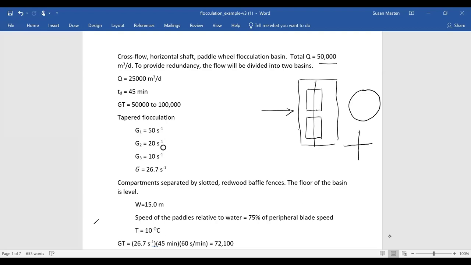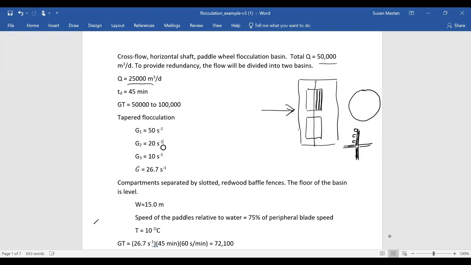Okay. So we have four arms in this case of the paddle wheel. These are the arms, and on the arms we have blades. So we'd have blades like this. These would be the blades on the paddle wheel. Okay, so it's cross flow because the water is flowing across, you can see it this way. We could arrange it the other way, but we're going to do it with a cross flow.